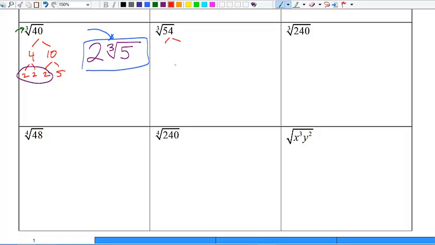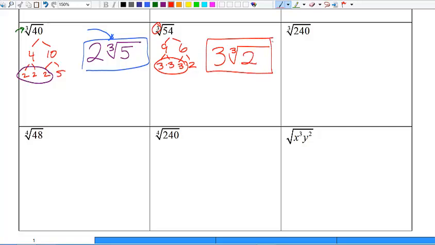On the next problem we have 54. 54 is 9 times 6. And then we have 3 times 3 times 3 times 2. And because we have a cube root, we are looking for groups of 3. I have one group of 3 here. Don't forget your cube root on the house. And then 2 stays inside.